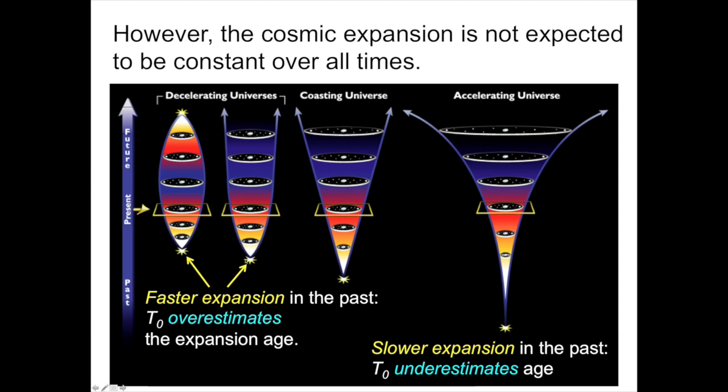Well, what is it that determines whether the expansion of the universe was faster in the past or slower in the past? It's suggested by the geometry. A spherical universe will be expanding faster in the past. A hyperbolic universe will be expanding slower in the past. Light rays diverge in a hyperbolic universe. Light rays converge in a spherical universe.